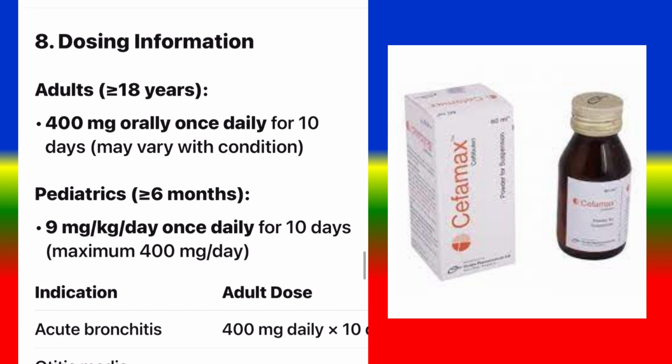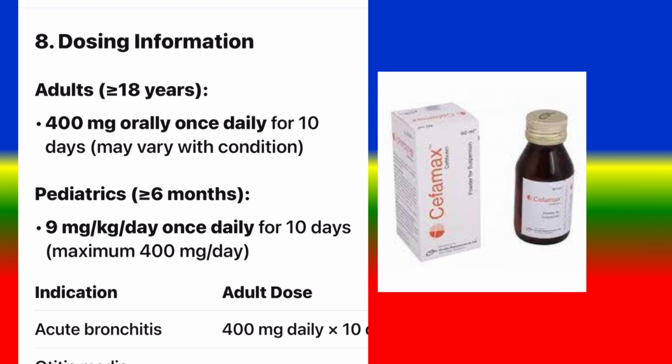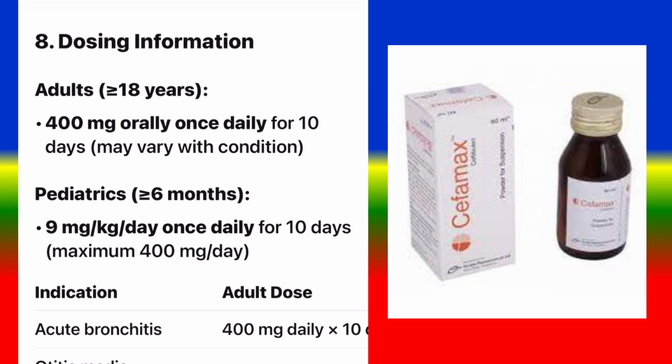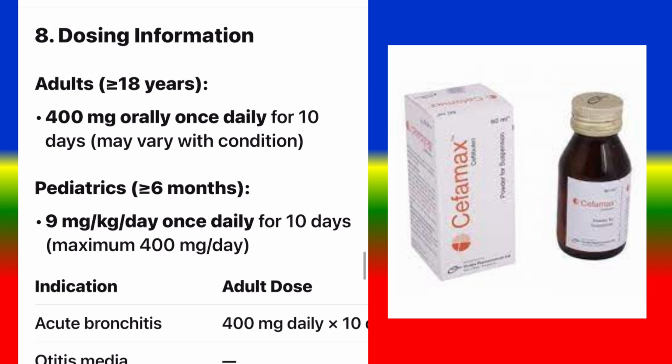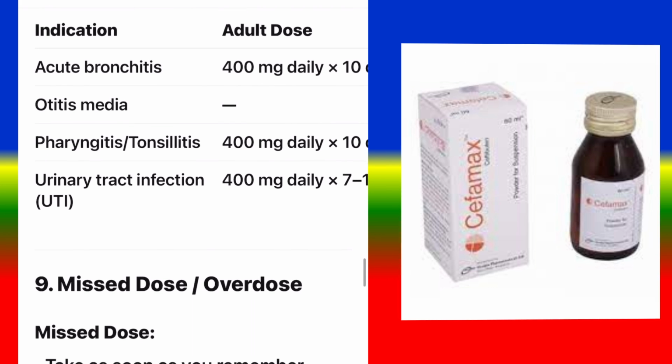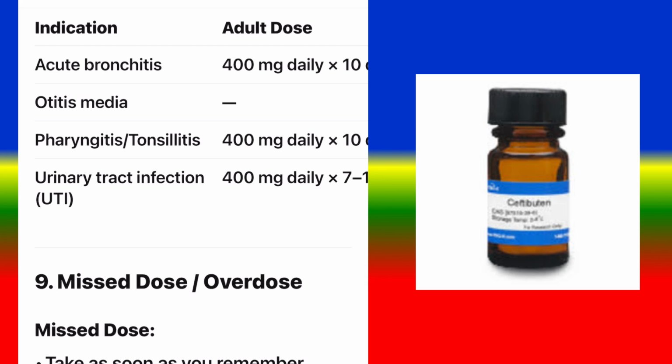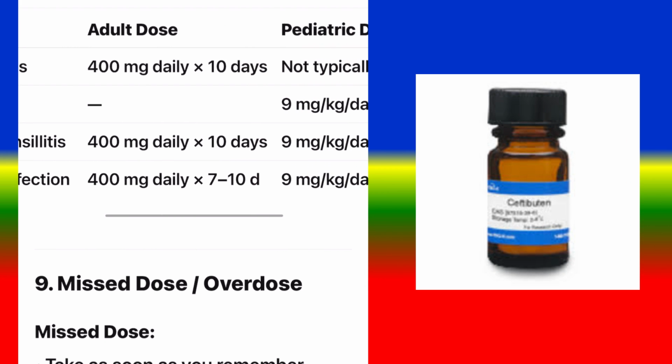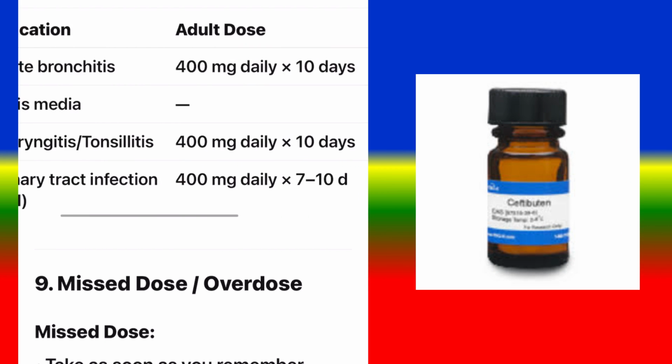8. Dosing information. Adults, 18 years and older: 400 milligrams orally once daily for 10 days, may vary with condition. Pediatrics, 6 months and older: 9 milligrams per kilogram per day once daily for 10 days, maximum 400 milligrams per day. Indication and pediatric dose: acute bronchitis, 400 milligrams daily, 10 days, not typically used.